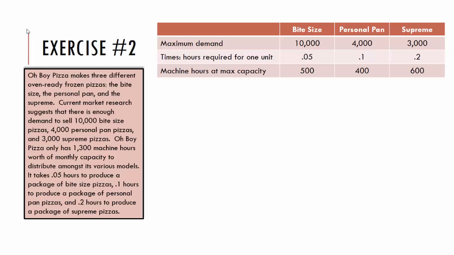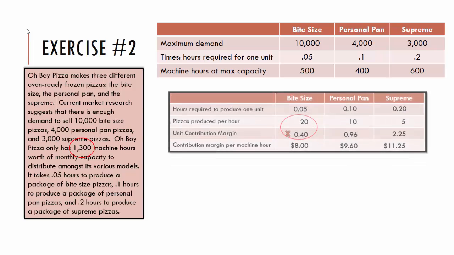Doing the same math for the Personal Pan and Supreme, taking our maximum demand in units for that particular model and multiplying it by how long it takes to produce each unit, tells us it would take us 400 hours to produce all of those Personal Pan pizzas, and 600 hours to produce all of the Supreme pizzas. Well, we got a problem right now, because if you add that up, 600 hours for Supreme, 400 for Personal Pan, and 500 for bite size, that's 1,500 machine hours it would take to make all of those. Well, we only have 1,300 machine hours worth of capacity, so we can't make all of the pizzas we think we could sell. How are we going to decide which ones to make first?